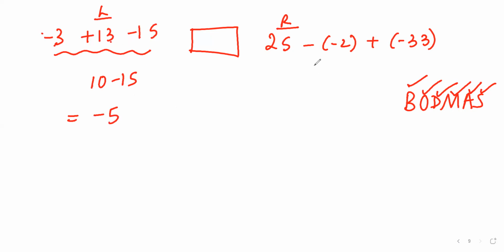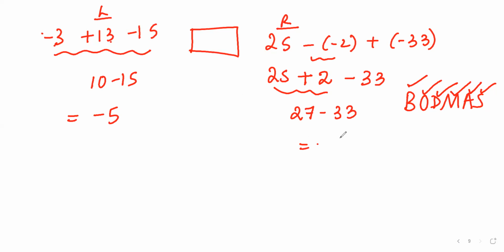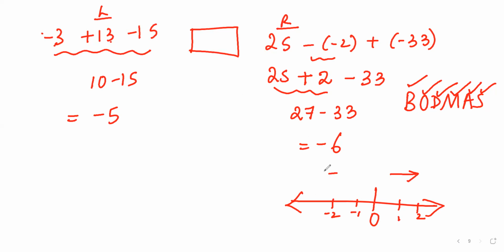Okay. And look at your right-hand side. So you have minus of minus here, isn't it? Which is plus, minus outside. And so it changes to plus, -33. So the addition is performed first. 25 plus 2 is 27. 27 minus 33, which is -6. See, on the number line I told you, remember, 0. Then you have 1, 2. Then you have -1, -2, like this, isn't it? So left, right. So left is this. Left means less.